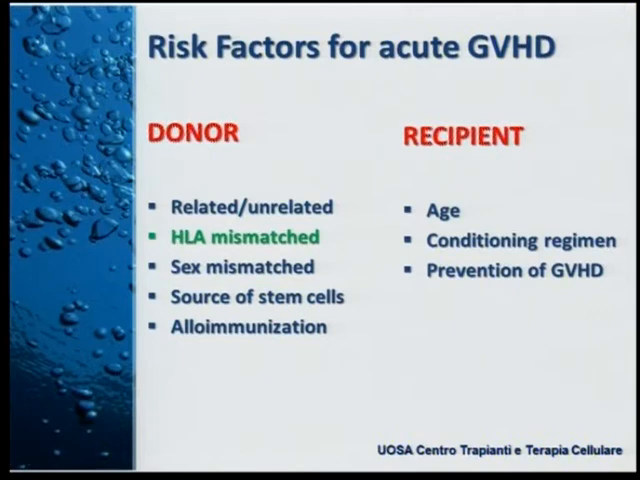Of major importance, since graft versus host disease is an alloimmune disease, the most important risk factor is HLA disparity, followed by sex mismatch, female donor to male recipient, source of stem cells, peripheral blood stem cells, conditioning regimen, particularly total body radiation, and older age.